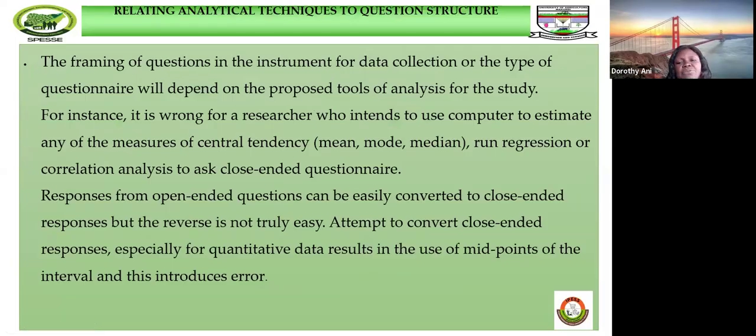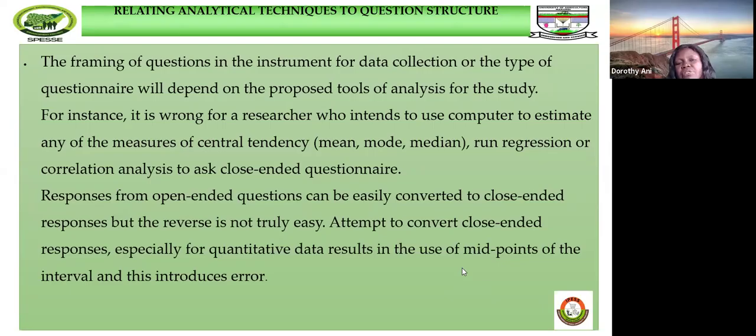Relating analytical technique to question structure. Question structure is the open-ended and the closed-ended that we talked about. So the framing of questions in the instrument for data collection, or the type of questionnaire, would depend on the proposed tools of analysis for the study. For instance, it is wrong for a researcher who intends to use computer, although computer is the main thing now, to estimate any of the measures of central tendency, to run regression or correlation, to ask close-ended questions.